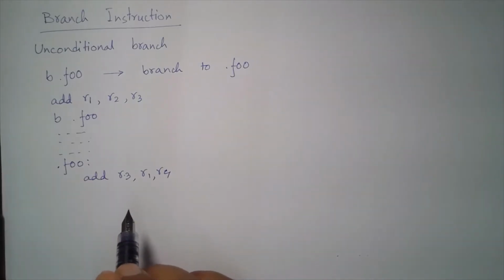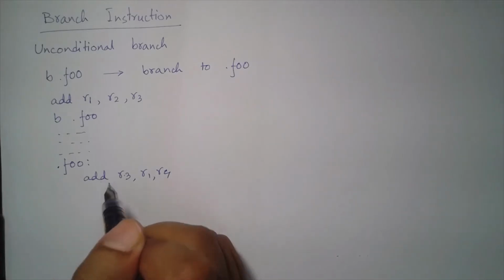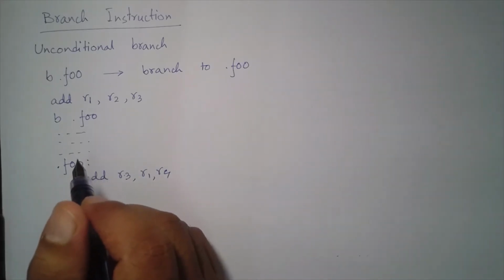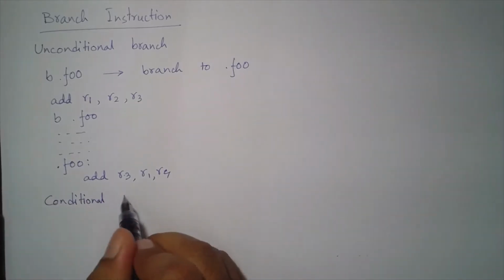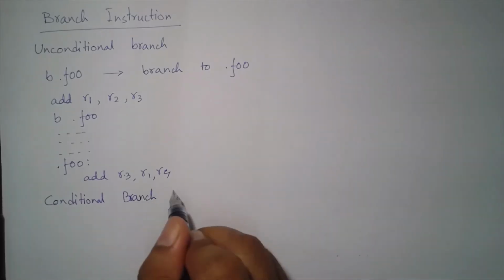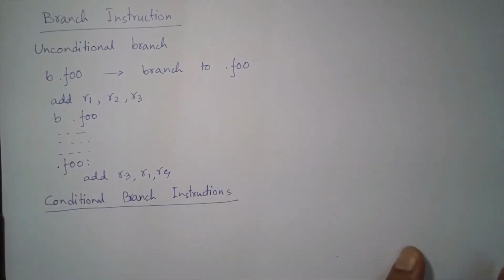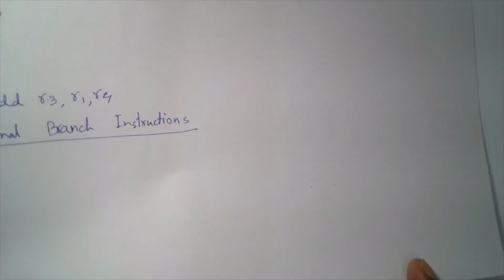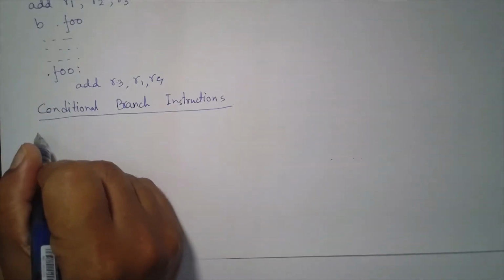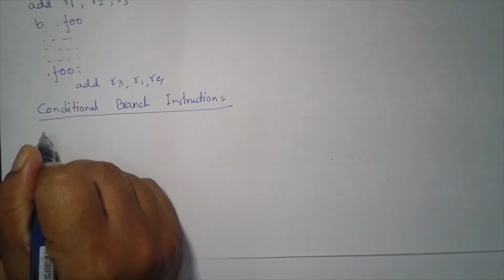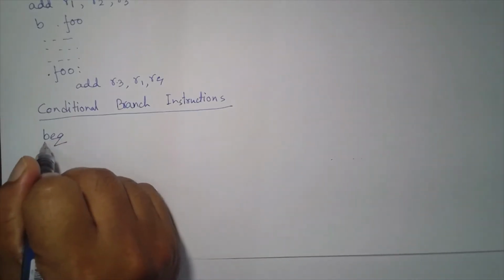So you are not checking any condition or anything. Whenever you encounter this branch instruction, you just branch, or you just jump to that new location. There are more interesting branch instructions which are called conditional branch instructions. As the name suggests, they check some conditions, and depending on the outcome of the condition, the branch is either taken or not taken. So the conditional branch instruction that we will be dealing with here is branch if equal. It's denoted as BEQ.